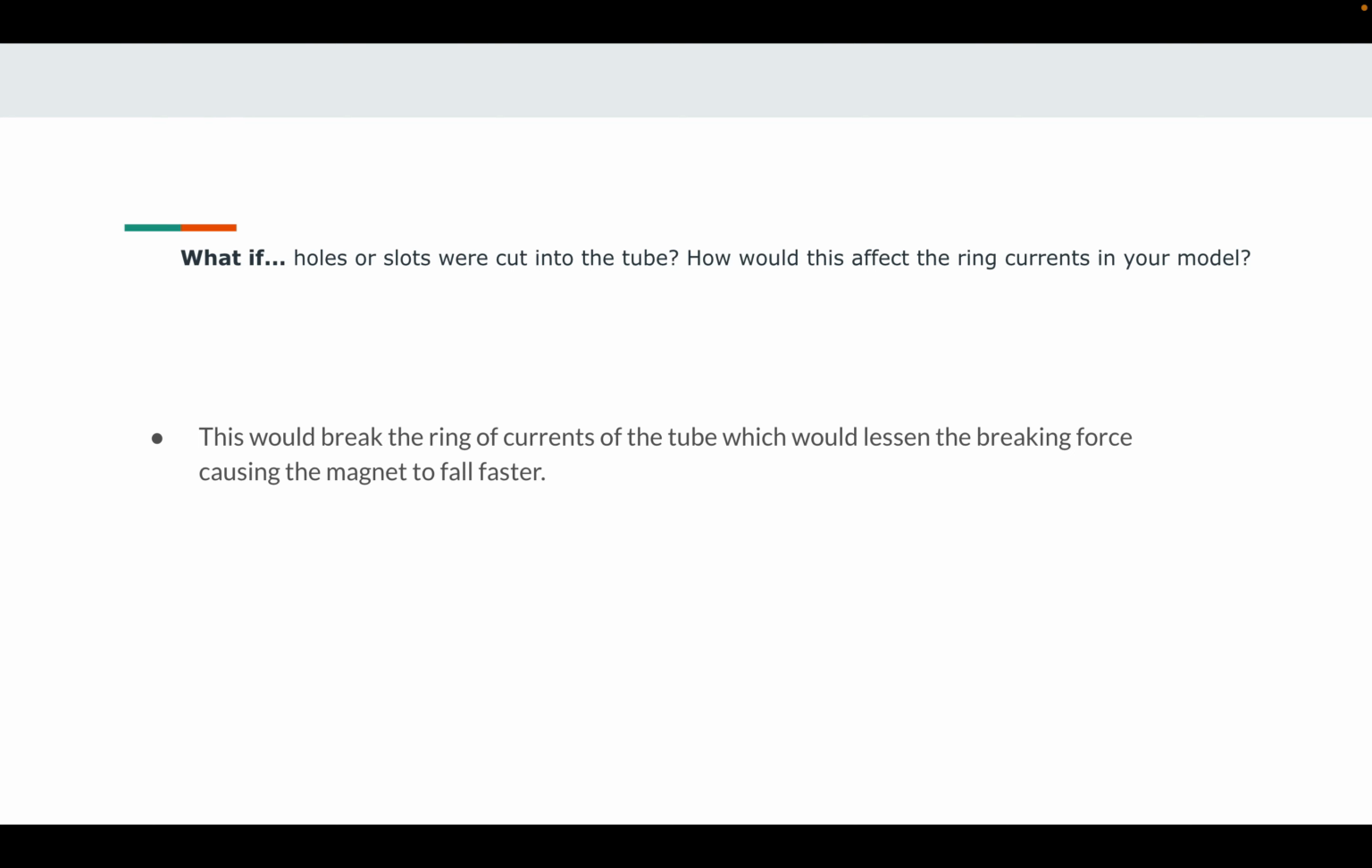And what if there are holes or slots cut into the tube? This would basically break the rings of currents in the tube, which would lessen the braking force, causing the magnet to fall faster.